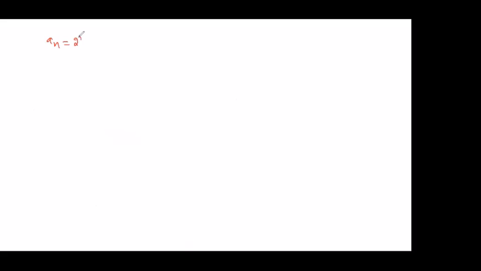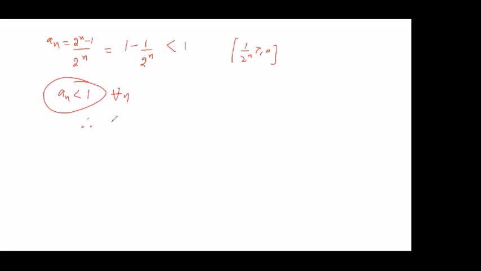So an is 2 raised to power n minus 1 by 2 raised to power n. So this is 1 minus 1 by 2 raised to power n. So this is clearly less than 1. The same logic applies here because 1 by 2 raised to power n is obviously greater than or equal to 0. This was similar to the previous question. So an is less than 1 for all n, therefore this is bounded from above, right?